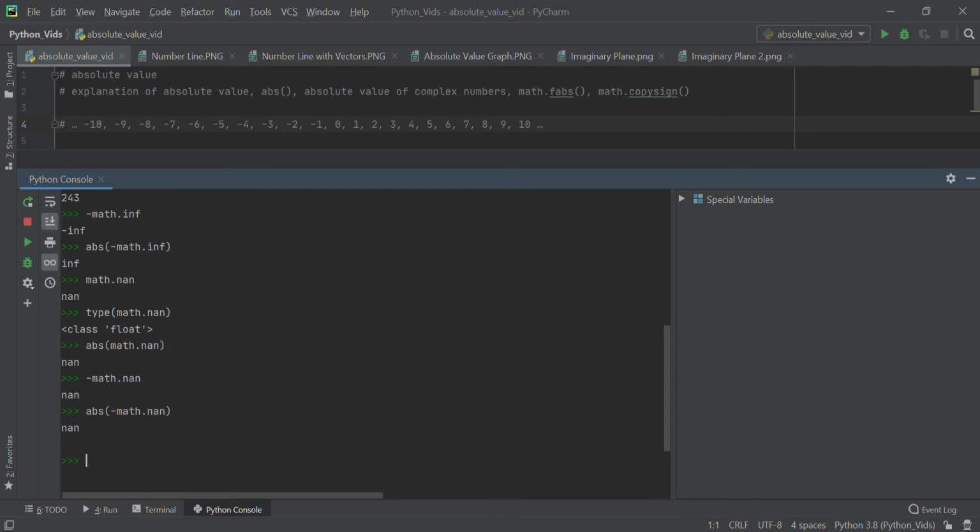Okay. So yes, you can think of this as taking the absolute value of negative math.nan, but as we just saw up here, negative math.nan is just going to give you nan anyway. So your mileage may vary with that, but it won't throw an error back in your face. It will work for you. So that's nice.